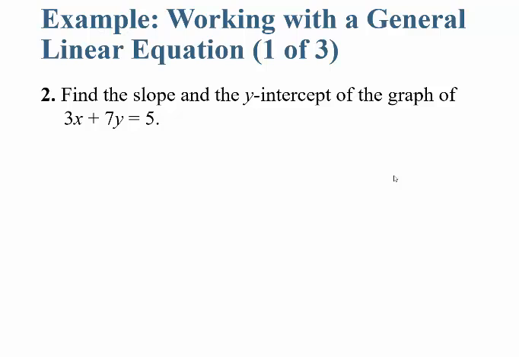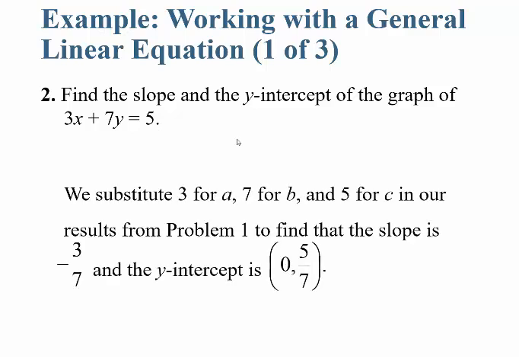So looking at this, let's find the slope and y-intercept of this graph, 3x plus 7y is equal to 5. Well, we know that 3 gets substituted for a, 7 gets substituted for b, and 5 gets substituted for c. So using the result from problem 1, remember, it's minus a over b is the slope, excuse me. So it's minus 3 divided by 7, and the y-intercept is 0, comma, c divided by b, where c is 5, divided by b, which is 7. So you can use this quick trick to work the problem out instead of doing the algebra for it if you wanted to.